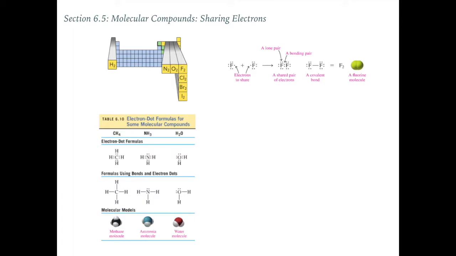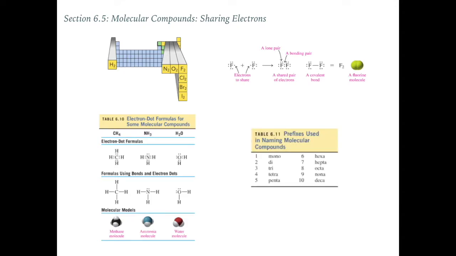Now, for naming, unlike ionic compounds where you simply write the name of the metal followed by the nonmetal, when we're dealing with covalent bonding, we have to use prefixes because we have two nonmetals. We don't have a metal and a nonmetal. The prefix tells you how many atoms you have of a specific element. Mono is 1, di is 2, tri is 3, tetra is 4, penta is 5, hexa is 6, hepta is 7, octa is 8, nona is 9, and deca is 10.